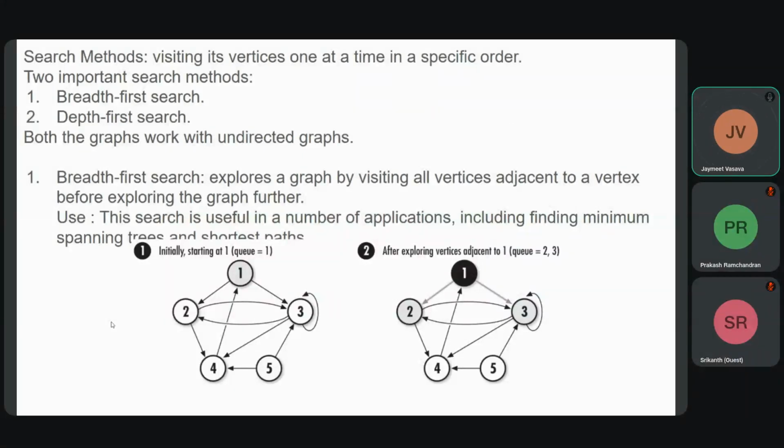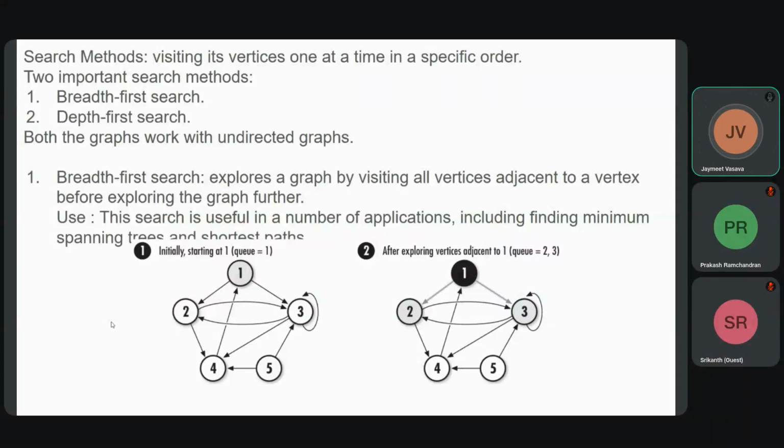And when we have explored its adjacent vertices, which are 2 and 3, those two will be colored gray, and the ones that are white are undiscovered vertices. Whenever we are done with a vertex, we will color it black. Starting from image 1, as we are starting with 1, we'll color it gray and explore the vertices connected to it, which are 2 and 3.